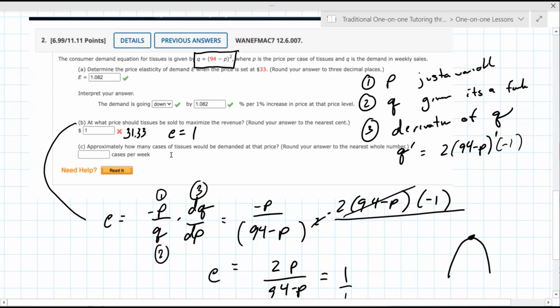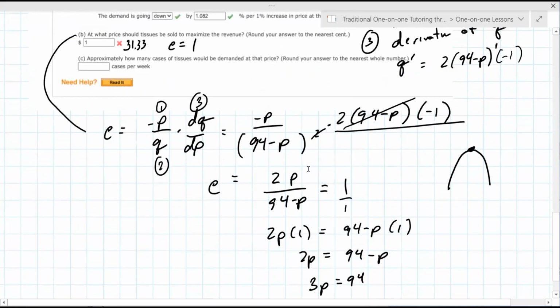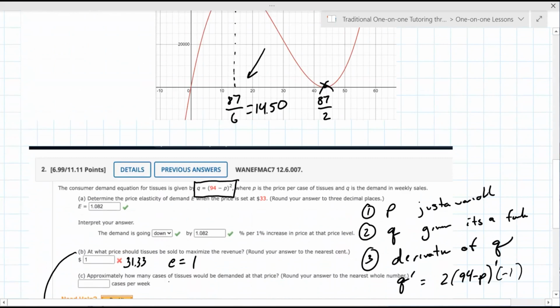So part C, you have to take that value that you just found, that P value. So P is 94 over 3, and you put that back into the original to get Q. Okay. The original. Yes. There's quite a few parts to these problems, and that's just something you're going to have to get used to. There's several steps for each one of these. So the answer I get, rounded to the nearest whole number, is 3927.